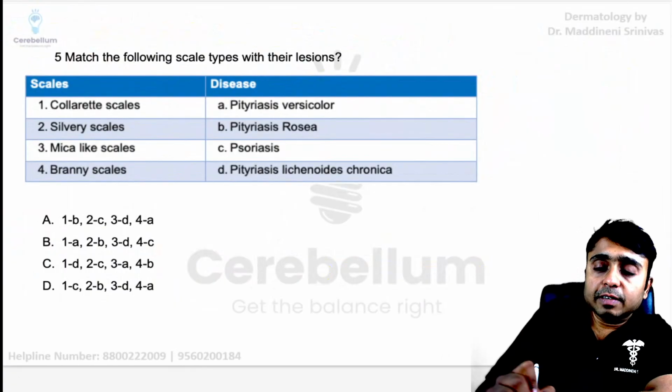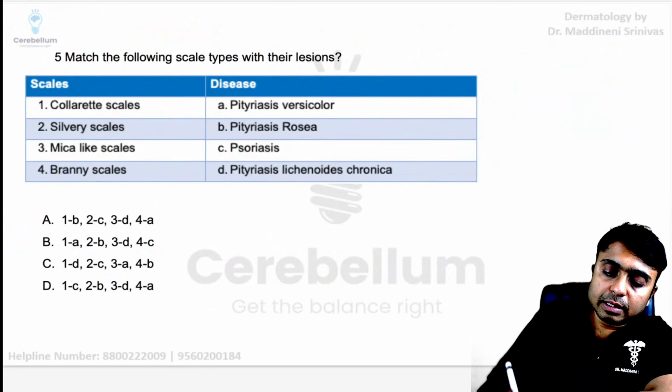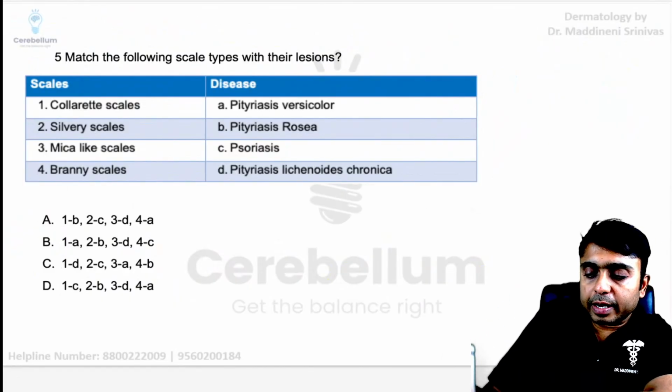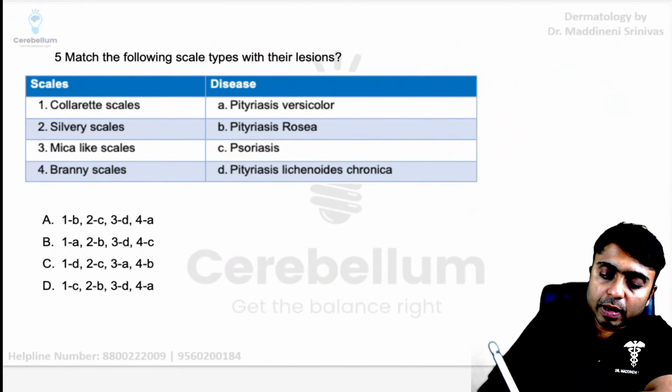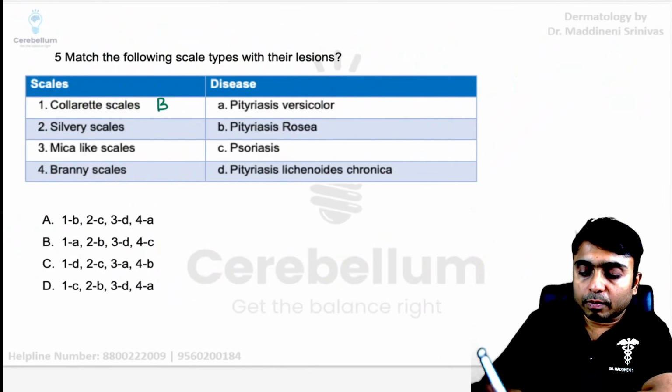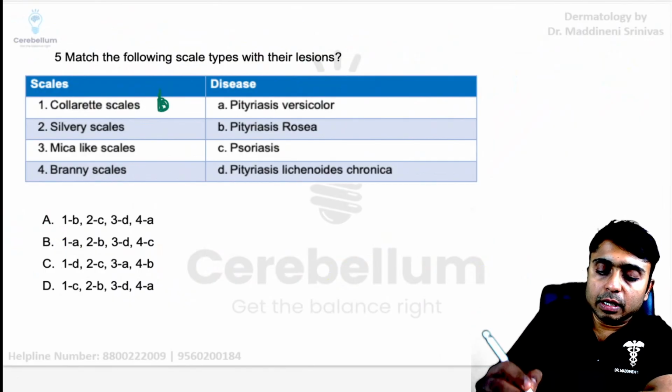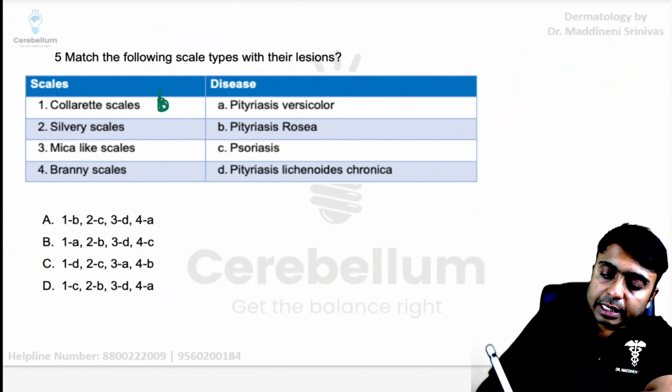This is the next MCQ. You need to match the following scale types with their lesions. This is also very important. So let us try to answer it very carefully. Collarette scales, if you remember, are very classical of pityriasis rosea. So it is small b, pityriasis rosea. Silvery scales are seen in psoriasis.